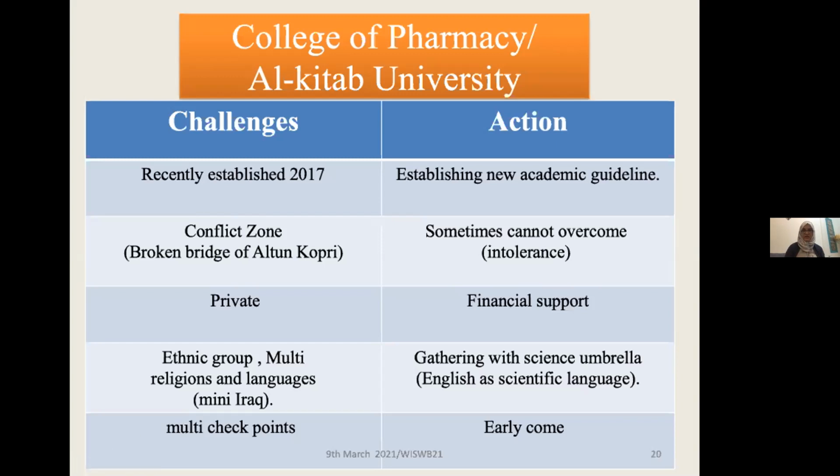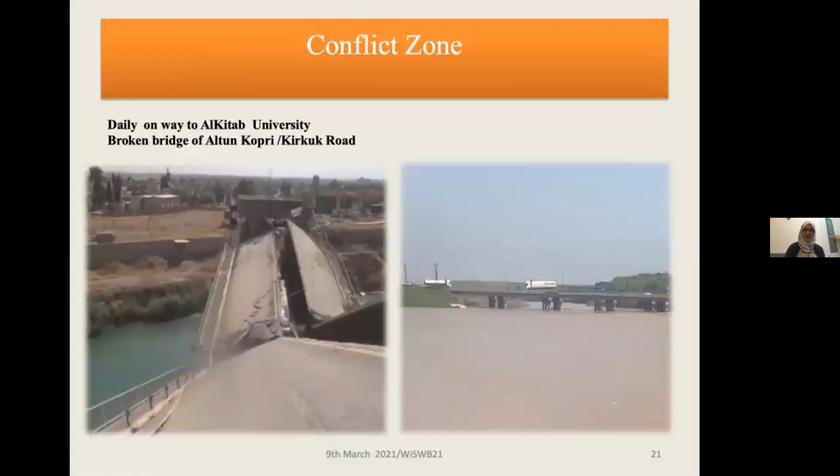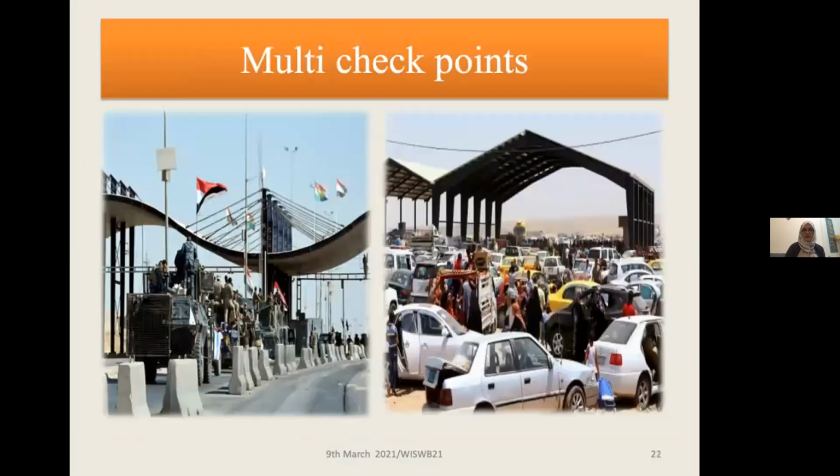So this is the daily way to Al Kitab University, through the broken bridge of Altun Kupri, because it is a conflict zone between two governorates, KRG and Kirkuk, which suffers from an inconvenient security situation. And you may realize from these photos how intolerable the multiple checkpoints were.